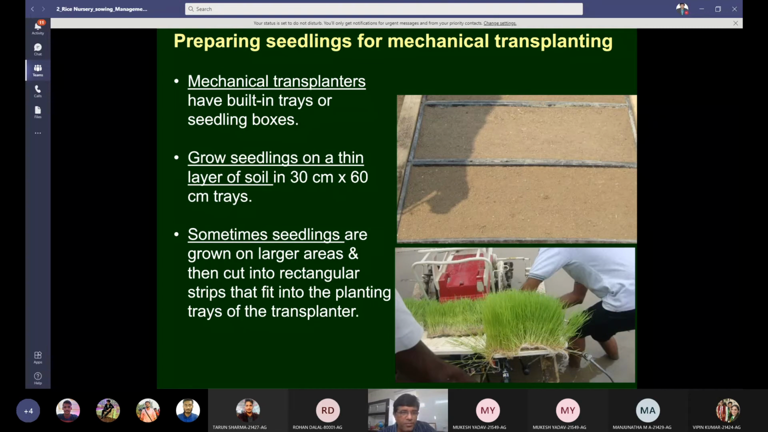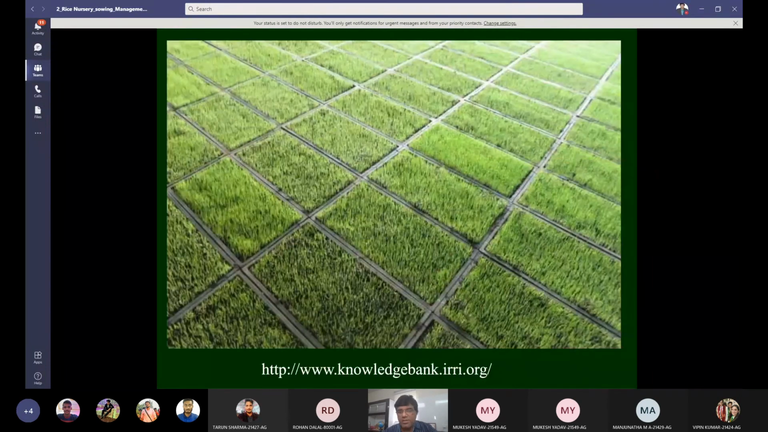In this case, grow seedlings on a thin layer of soil in 30 centimeter into 60 centimeter trays. Sometimes seedlings are grown on larger areas and then cut into rectangular strips. You can grow in a larger area, then cut according to the size that will fit in the transplanter. They can be cut into rectangular strips that fit into the planting trays of the transplanter. Now this is the nursery for transplanting, in trays, and if it is bigger in size than the place in the transplanter, then you can cut it into pieces.